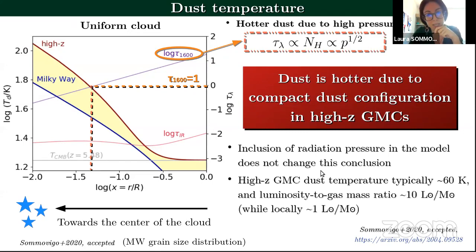This is the basic setting of our model. We also include the effect of radiation pressure, and we see that these conclusions do not change. And we find dust temperatures as large as 60 Kelvin and above within our high redshift cloud, and a luminosity to gas mass ratio of around 10 solar luminosities over solar masses, which is 10 times higher than what is observed in local clouds, which is also consistent with what we get for our simulated local cloud.